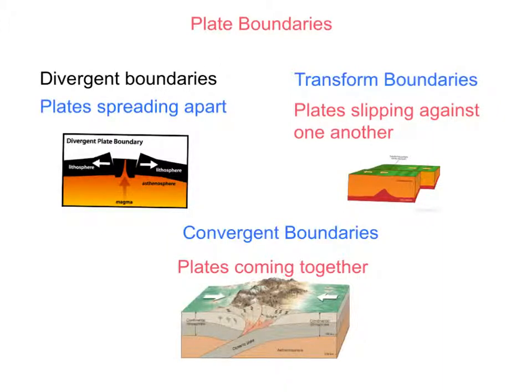We have 3 types of plate boundaries: divergent boundaries, transform boundaries, and convergent boundaries. With divergent boundaries, plates are spreading apart due to magma pushing to the surface. With transform boundaries, it's 2 plates being pushed together and rubbing against each other, slipping against each other. Convergent boundaries are 2 plates being forced together.